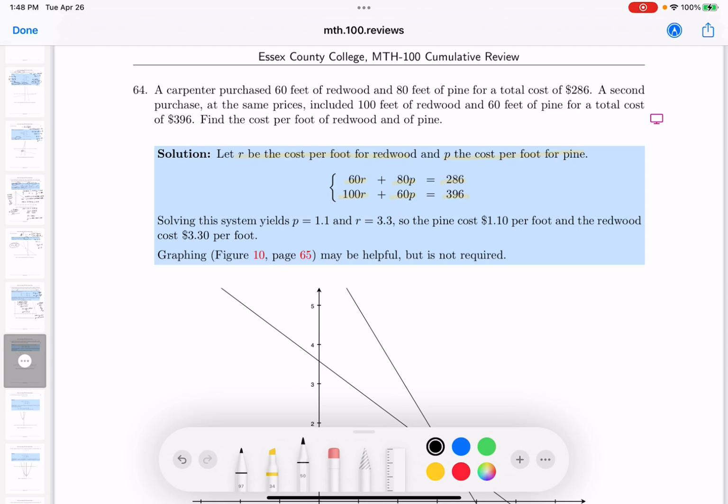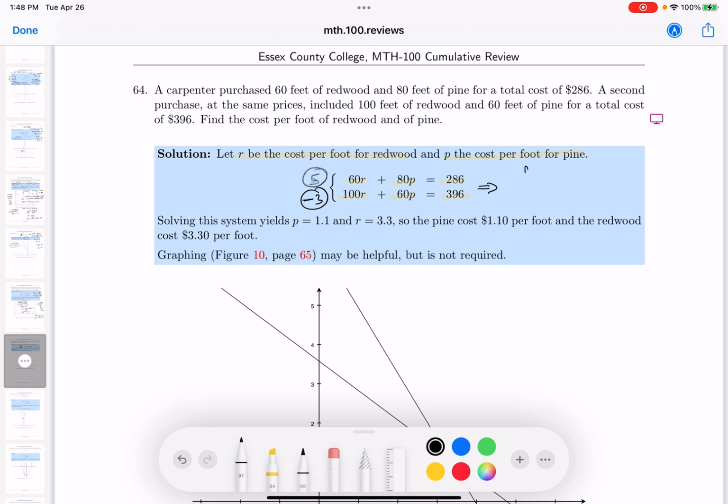I'm looking at, maybe 60 and 100, and I want to eliminate the R. How would I do that? The LCM between 60 and 100 would be 300, so this would be 5. Let me get my black pen out though. 5, and I'd say minus 3 over here. Okay, what do you get there?